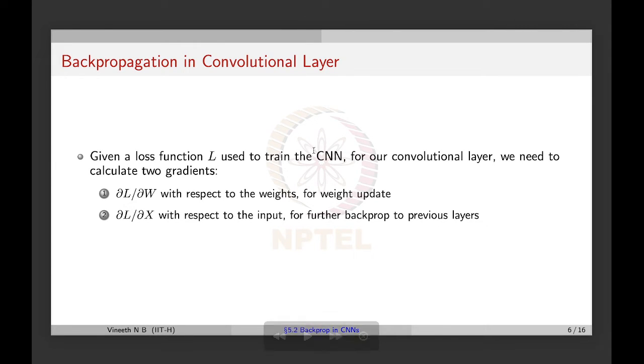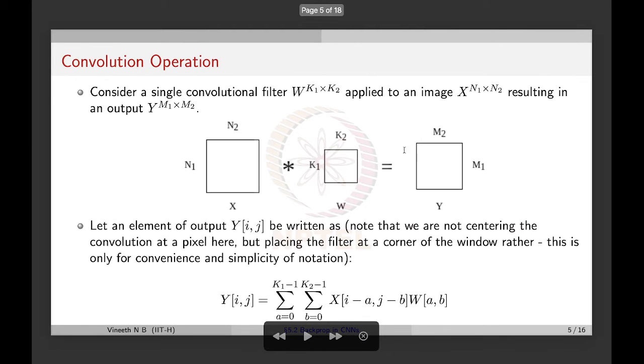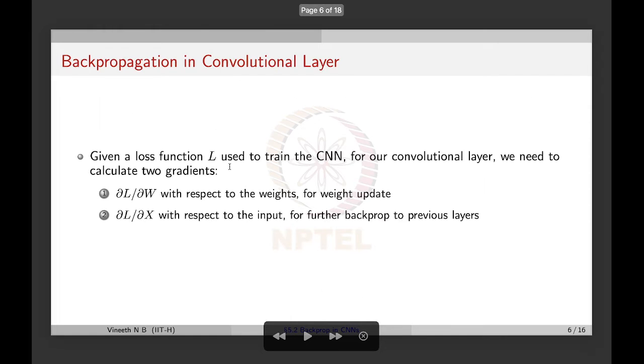So I need to compute dou L by dou W, that is to update my weights, and dou L by dou X, so that I can pass it back to my previous layers. So these are two things. I am given dou L by dou Y here, and I need to compute these two derivatives with respect to these two.